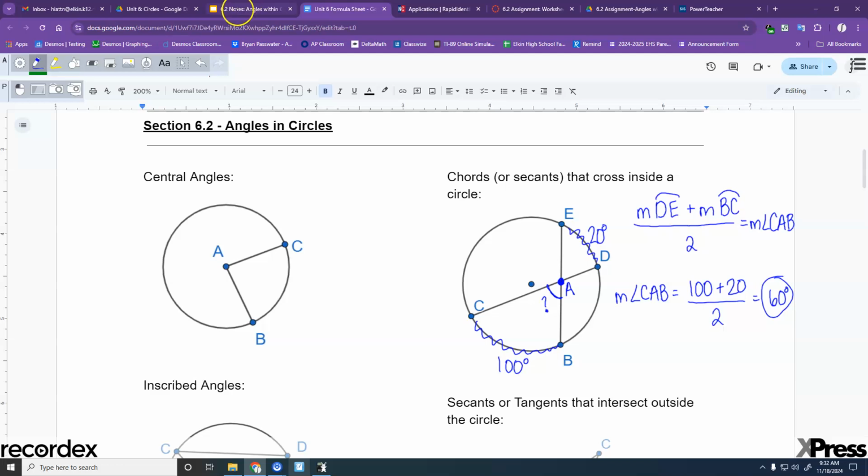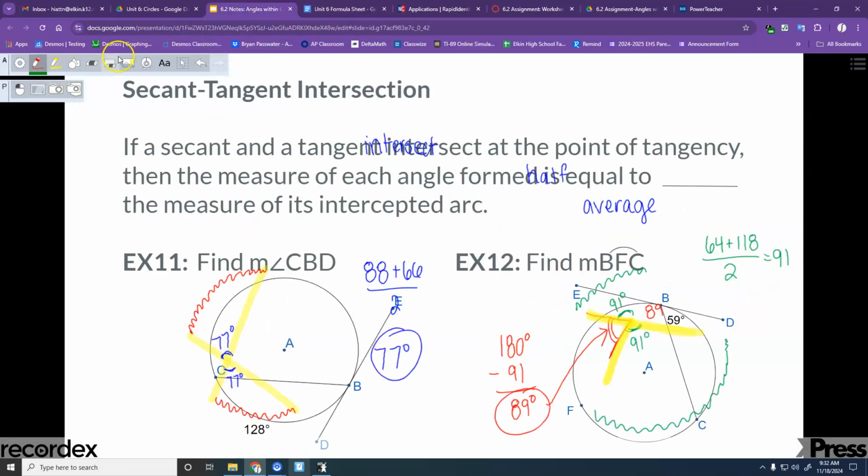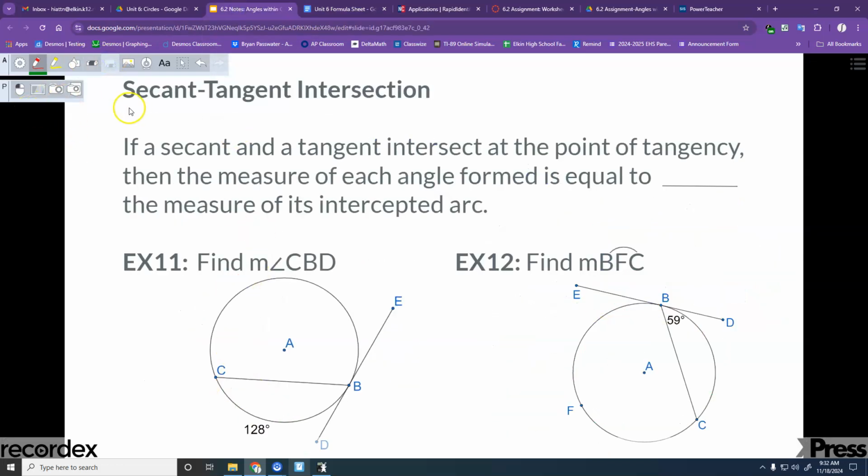Okay, just a couple more things we've got to do here on our notes. So a secant tangent intersection. If a secant and a tangent intersect at the point of tangency, then the measure of each angle formed is equal to half the measure of its intercepted arc. It makes it pretty much like inscribed angles.